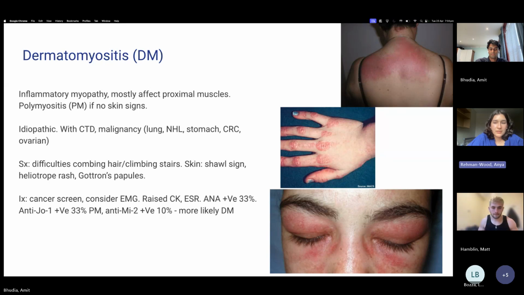So yeah, the main thing to be aware of is that you need to investigate for an underlying cancer. The symptom was proximal muscle weakness. So in the stem, she was finding it hard to climb stairs. I've gone over the skin signs. Other investigations to do would be EMG, and you'd have raised creatine kinase and inflammatory markers. And the main autoantibody you'd want to do in this case would be anti-Jo.